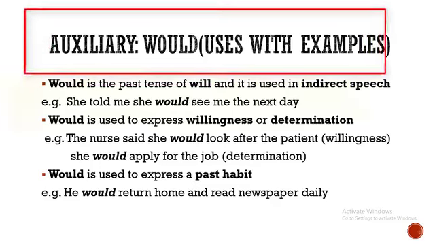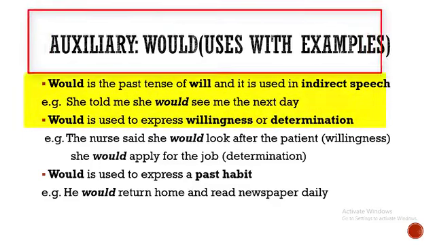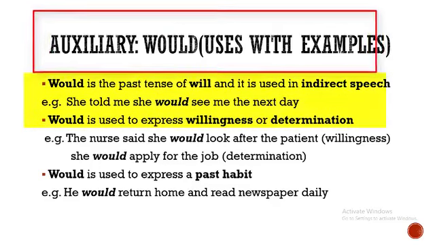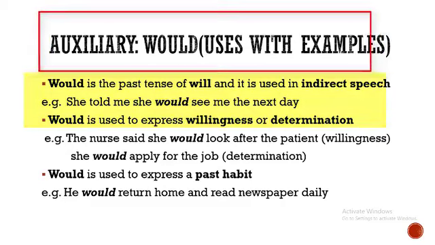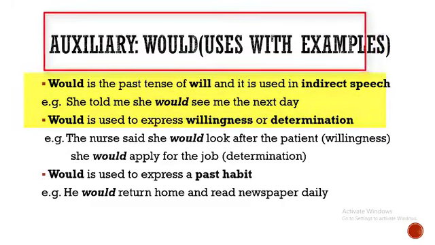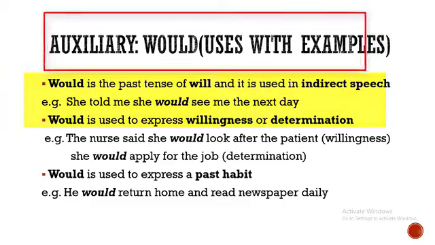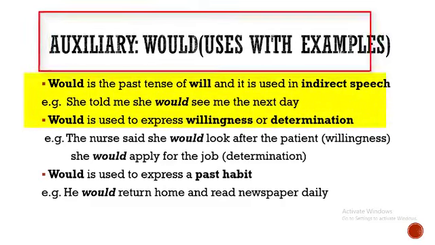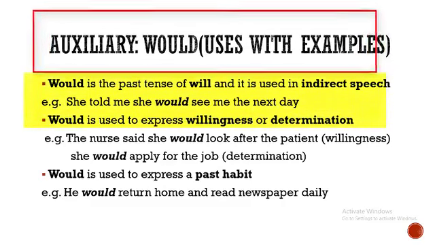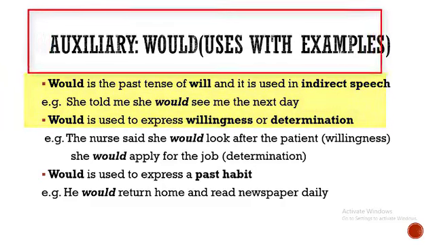Then would is the past tense of will. It is also used in indirect speech. She said, I will see you tomorrow. She told me she would see me the next day. So that is would expressing what you call indirect speech.